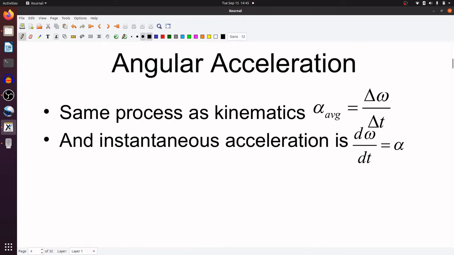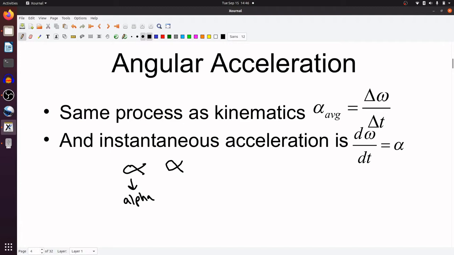Angular acceleration, same process as kinematics. Your average angular velocity is delta theta over delta t, and we could express it in terms of calculus. But really what you need to know from this is an alpha. It is also easy to make. You just take one hook and you go wee wee, just like omega, and that's an alpha. It's a lowercase alpha, and that stands for angular acceleration.